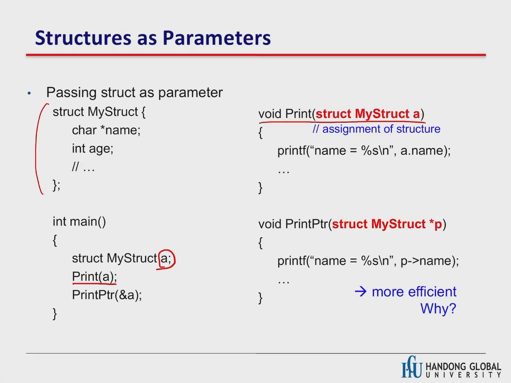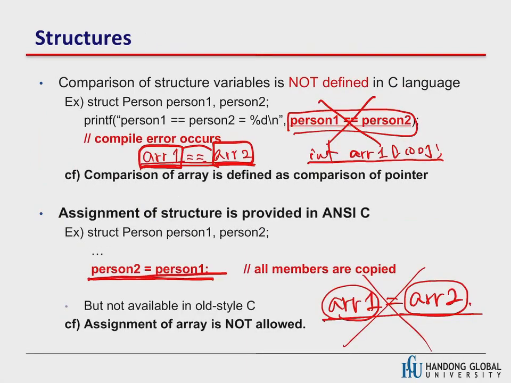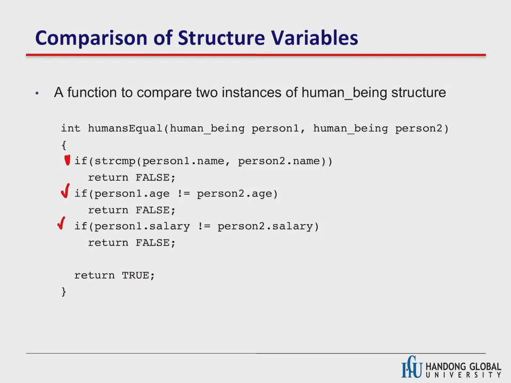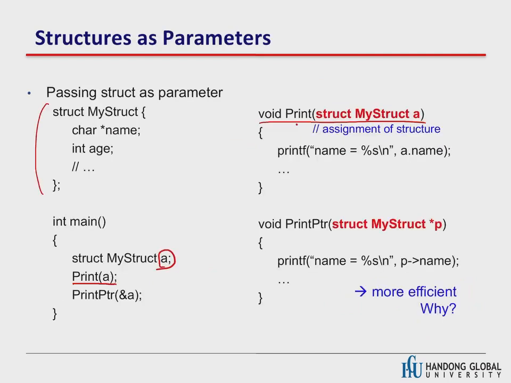Then what happens? Do you remember here we have assignment for structures. So if we call this print function, A will be copied to the local variable A. So this A and this A are two different variables. This one is the variable in the main function. This A is the variable in the print function. And by calling this print function passing A, we are copying all the members from this A to this A. Okay. So we print out A's name. Perfect.